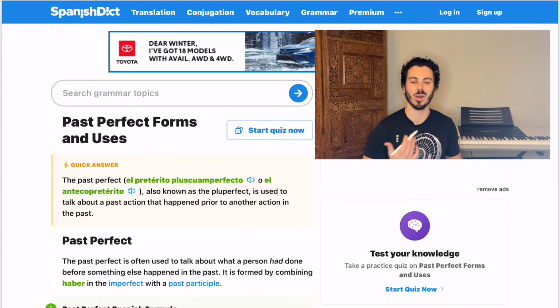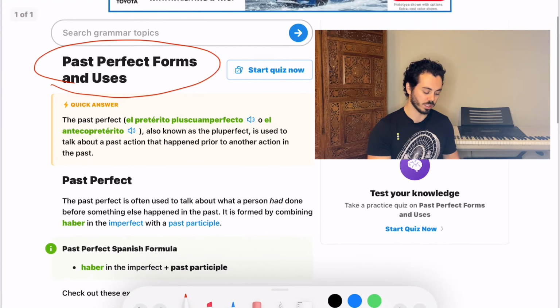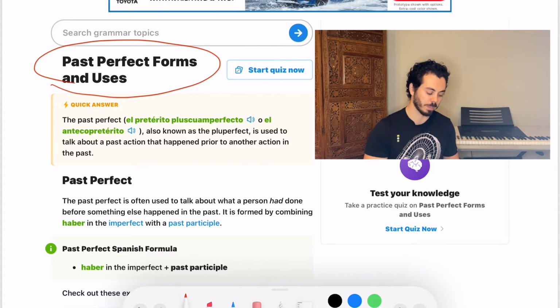All right, welcome to the final tense. Hopefully this is not 60 minutes, and I don't know how long it's going to be, but as long as it's below 60 minutes, I'm happy. So we have the past perfect forms and uses. So this is just the past perfect. That's kind of like the most common way to say it, the past perfect. El pretérito pluscuamperfecto or el antecopretérito.